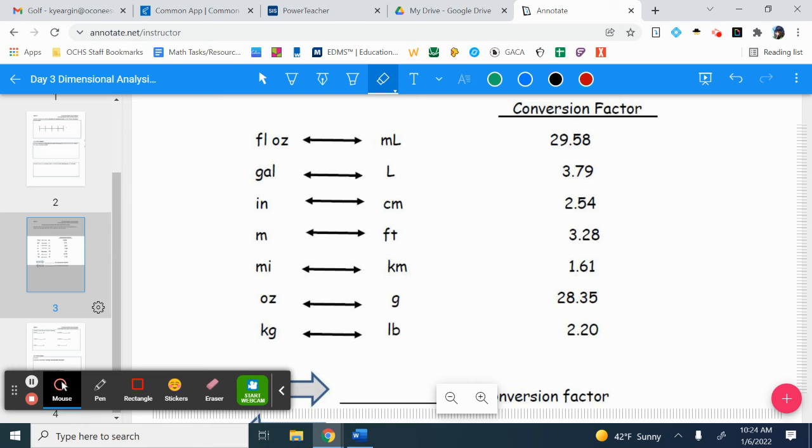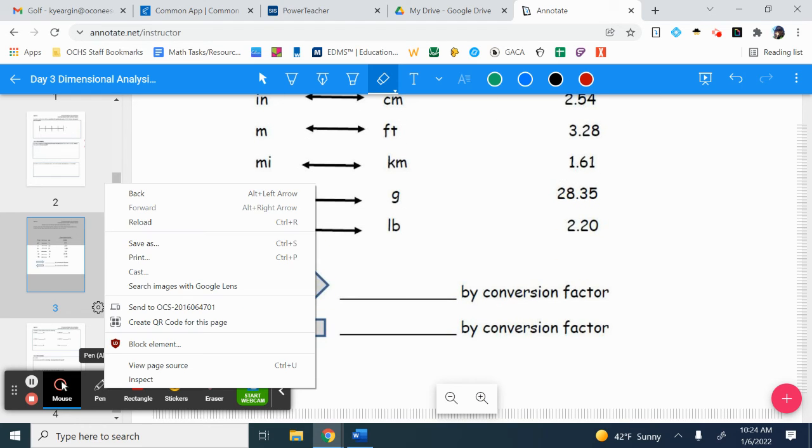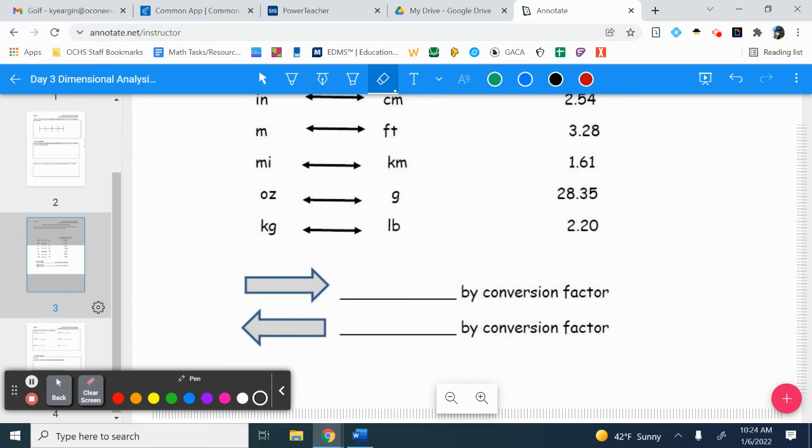So you have to ask yourself, am I moving to the right? Am I going from a larger unit to a smaller unit? Or am I moving to the left, a smaller unit to a larger unit? So just like in King Henry, when we move to the right, what we do is we multiply to find our answers. So for instance, if I were to start at kilograms and I wanted to convert into pounds, I would multiply by 2.20.